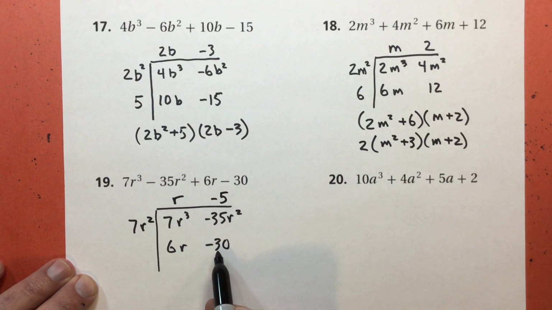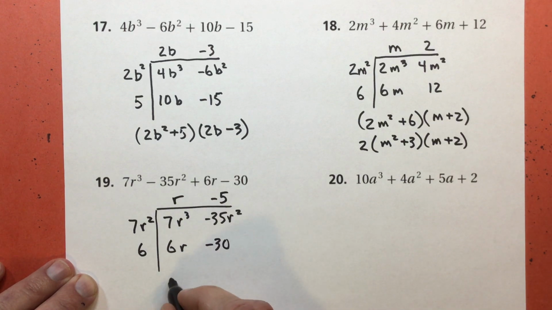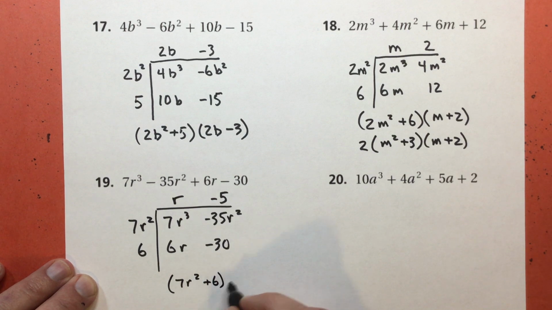What do these two have in common? They both have a 6. 6 times r is 6r. 6 times negative 5 is negative 30. So this is 7r to the second power plus 6 times r subtract 5.